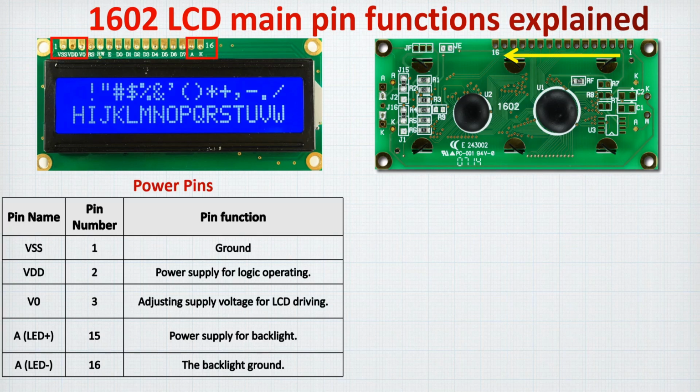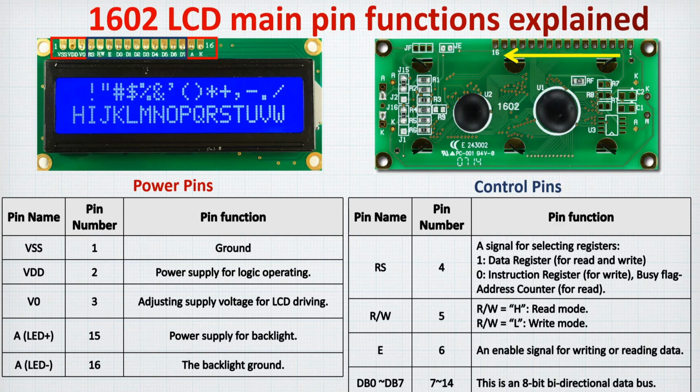So we have the power pins. The pins that will be directly connected to power are pins 1, 2, 3, 15 and 16, as you can see in the red arrow. They are VSS, which is ground, and VDD, which is the power, and I'm using 5 volts for my example. V0 can be connected with a variable resistance, but I'm connecting it directly to ground so I have the strongest lighting, and you can see it well in the webcam. LED plus and LED minus are connected respectively to 5 volts and ground.